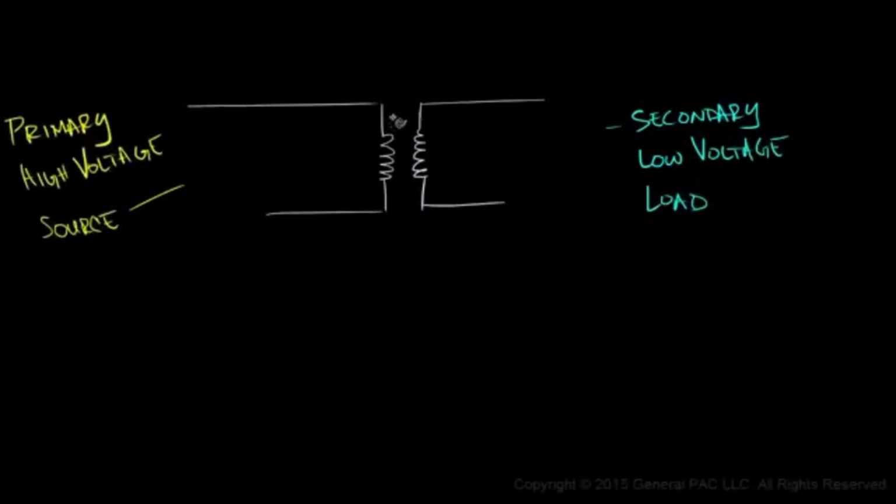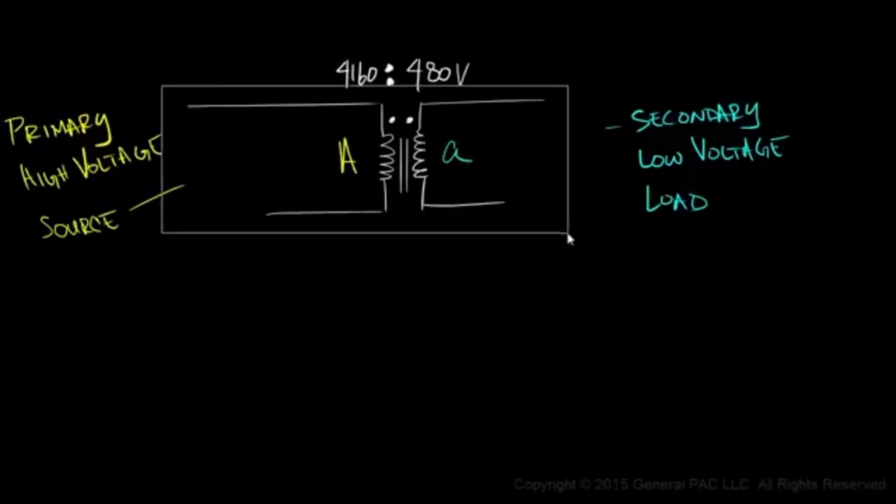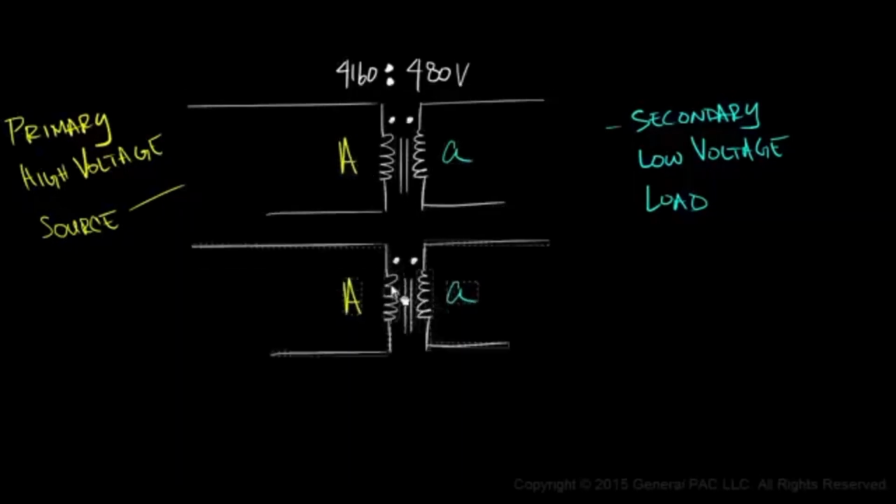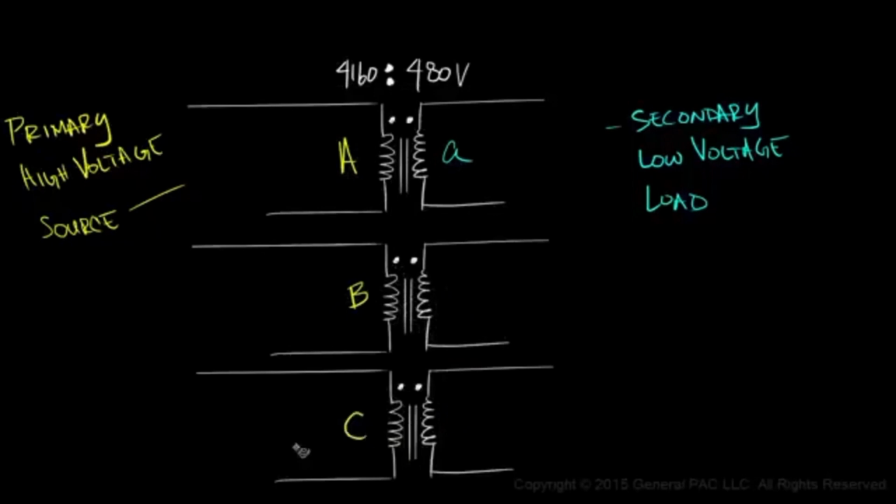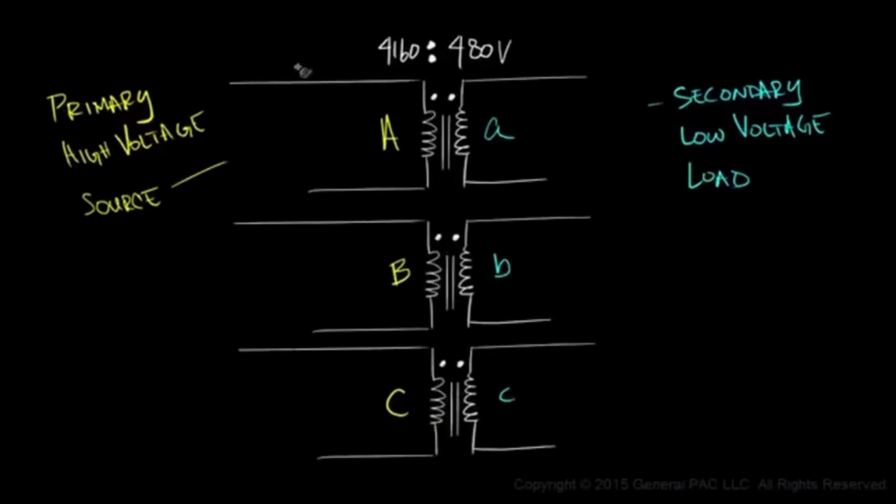Next we will draw the polarity mark to indicate the polarity side of the winding, and also draw parallel lines to indicate magnetic coupling. We will assume that the primary voltage is 4160 volts and the secondary is 480 volts. The primary is capital A and the secondary is small a. For a three phase transformer, we add two more windings, so A, B, and C.